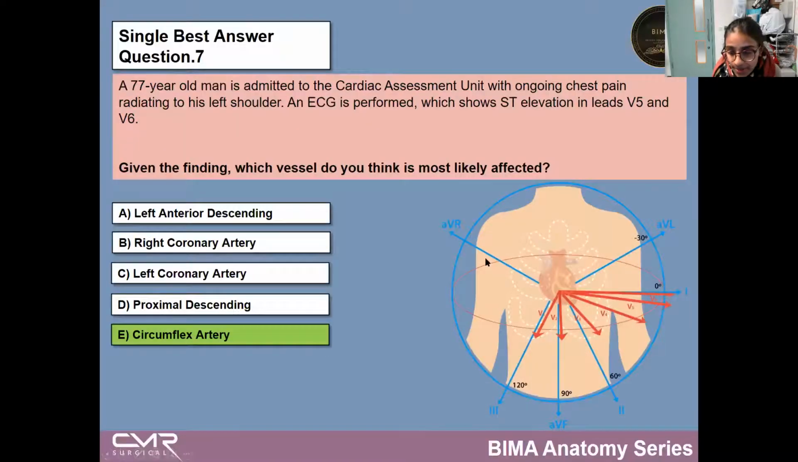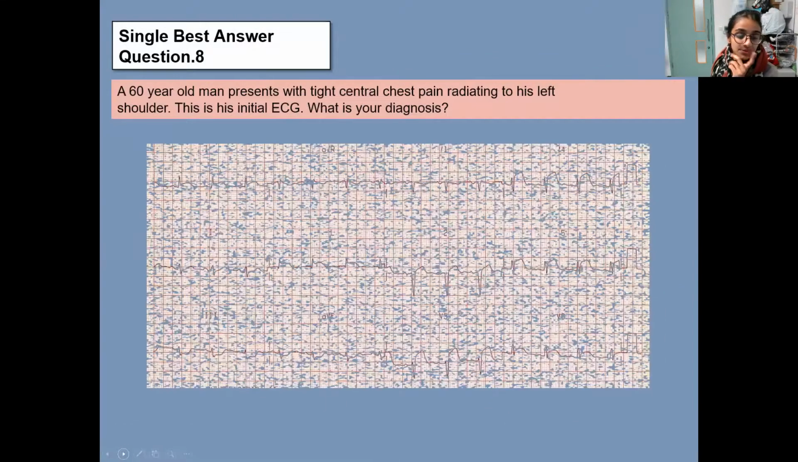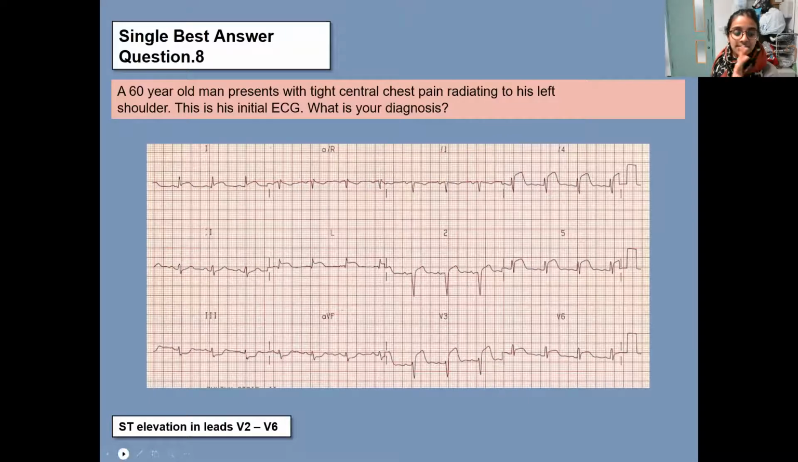Let's look at the diagram again. V2, V3, V4, V5, and V6. So anteroseptal, I'd usually say V2 and V3. And because, yes, actually, it goes all the way around V4, V5, V6. So anterolateral. And in that, when you say antero, usually it also means septal. So anteroseptal plus lateral. Does that make sense?